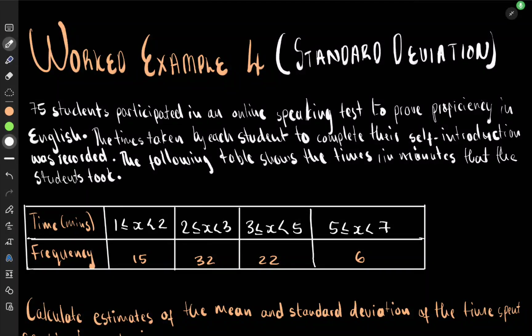Go through another example. Let's see what it says. It says we have 75 students participated in an online speaking test to prove proficiency in English. The times taken by each student to complete their self introduction was recorded. So the time that each student took talking about themselves.